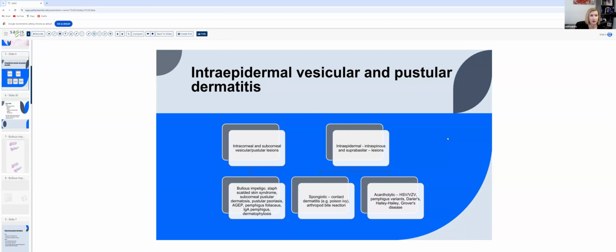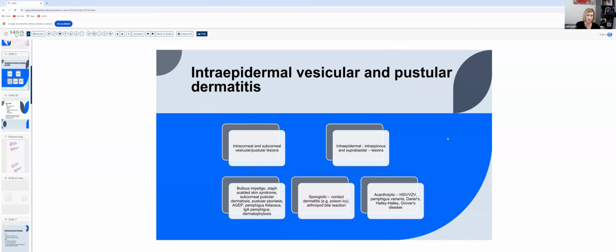So in this talk, we're going to discuss the intraepidermal, vesicular, and pustular dermatitis. These can be divided into two broad categories. The first is intracorneal and subcorneal vesicular and pustular lesions. These predominantly include things such as bullous impetigo, staph scalded skin, subcorneal pustular dermatosis, pemphigus foliaceus, as well as a few others. And the other broad category is intraepidermal lesions, which includes intraspinous and suprabasilar lesions.